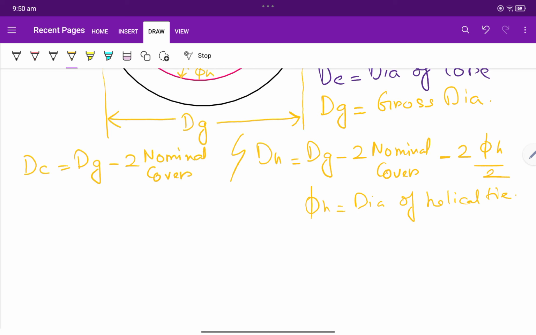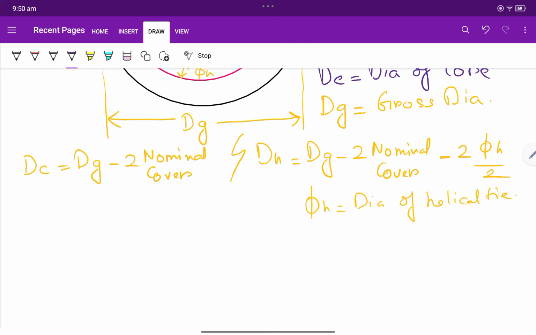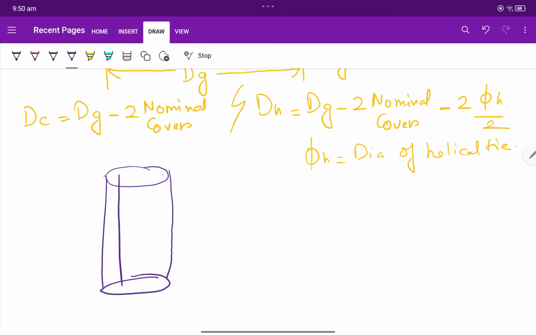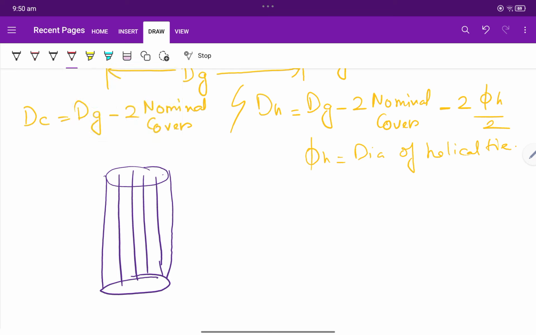One thing we can tell: if this is a circular column, and these are the longitudinal bars, then the helix, or the ties, will be in this shape. This is the helical tie. So now this we are calculating.